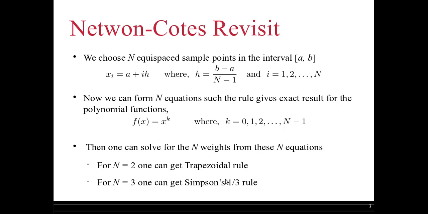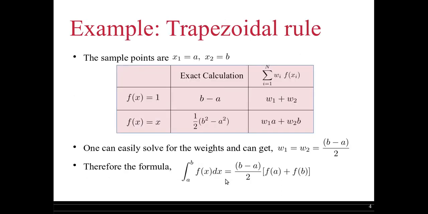Just for example, I am showing the trapezoidal rule. The sample points are x1 equals a and x2 equals b. For that, k can be 0 and 1. x to the power 0 means 1, x to the power 1 means x. Now your exact calculation of these integrations will give you that for f(x) equals 1, the integration of f(x) dx from a to b is b minus a, and similarly for f(x) equals x it is half of b square minus a square.